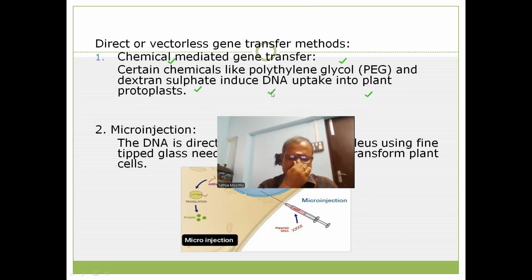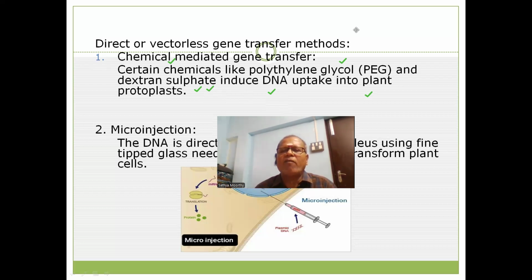So technically we are calling it transfection: uptake of a gene, or uptake of a nucleus, or uptake of a DNA fragment, or uptake of a chromosome by a cell is said to be transfection. So for this transfection, we use these chemicals. One is polyethylene glycol and the other is dextran sulfate. These two induce the plant protoplast or the host to take DNA.